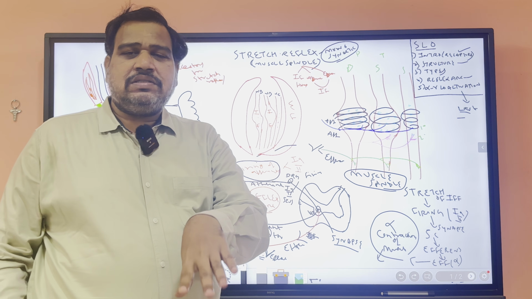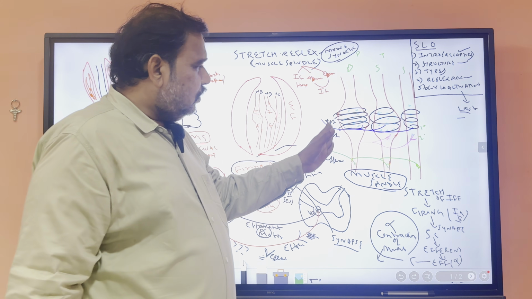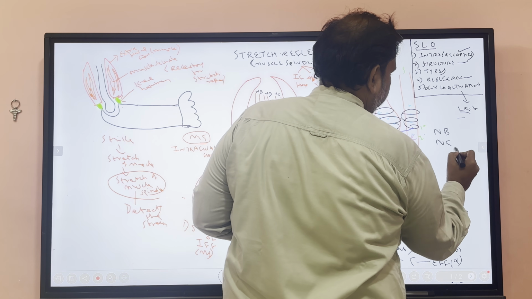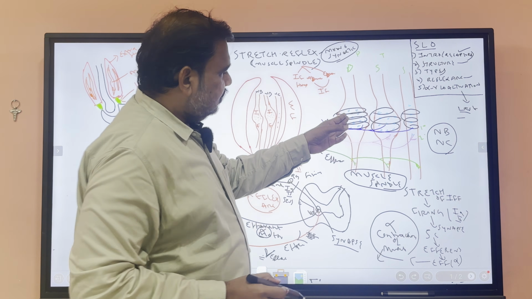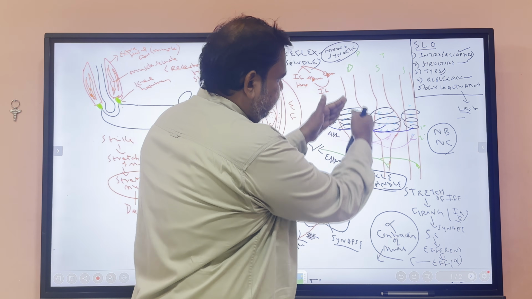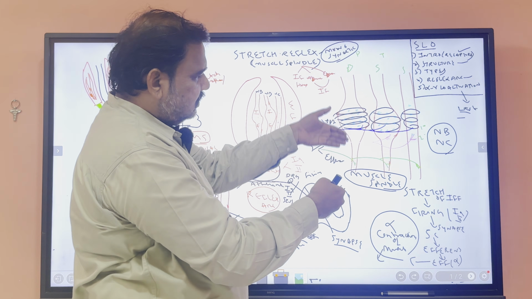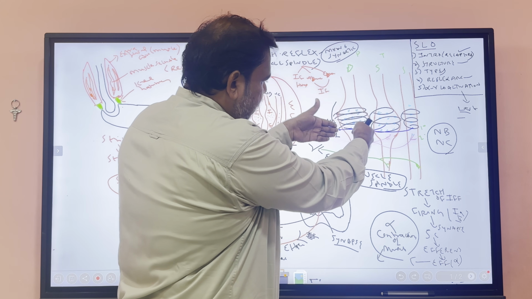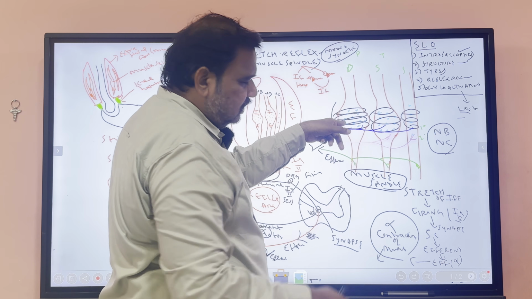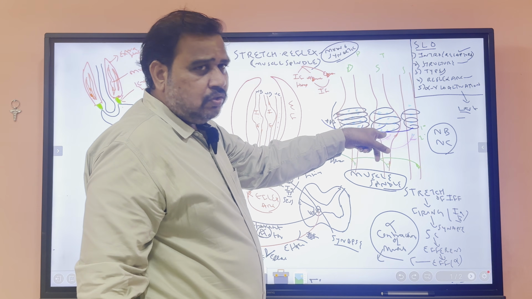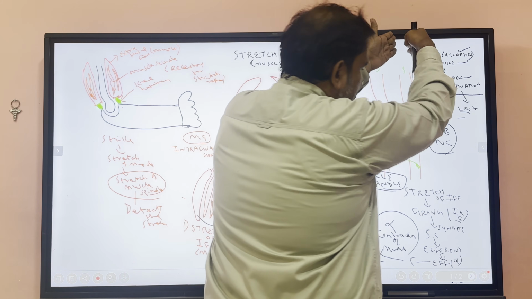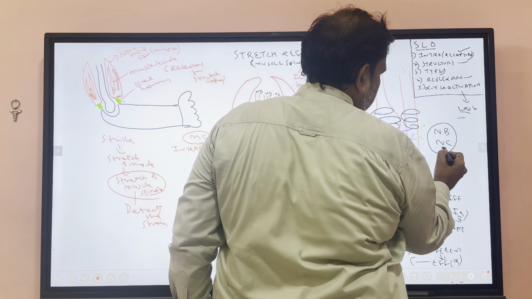Our intrafusal fibers are divided into two types, nuclear bag fiber and nuclear chain fiber. You can see here, obviously this is bag shaped. You can see I have drawn the structure of the intrafusal fiber. In the center it is going like this, bag shape, and then coming down. This is nuclear bag fiber. This is also a nuclear fiber, but here there is no bag shape. There is no swelling in the center, it is straight. So this is nuclear chain fiber.